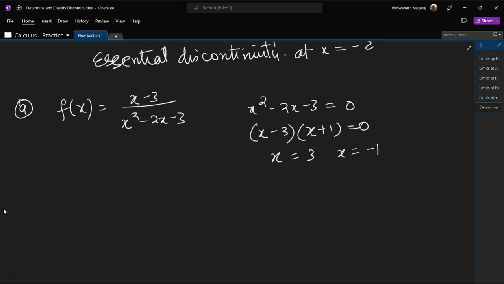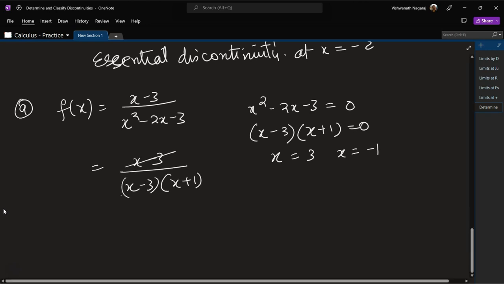So here again we have a discontinuity at these two particular points. But which type of discontinuities? So let's see, x minus 3 by x minus 3 times x plus 1. So these two get cancelled and we are left with 1 by x plus 1. Now this cannot be removed.